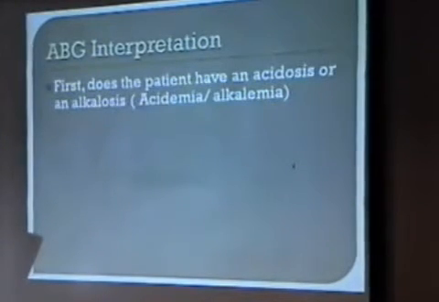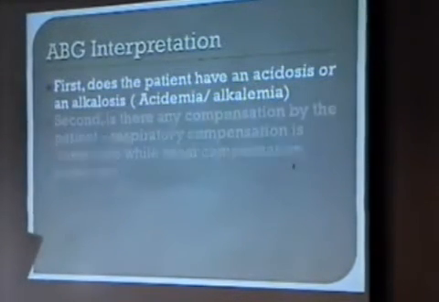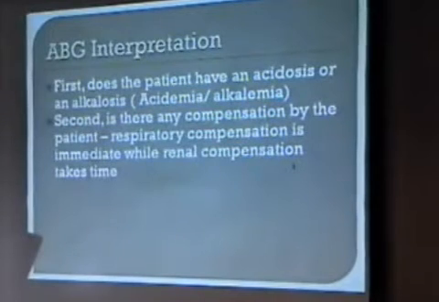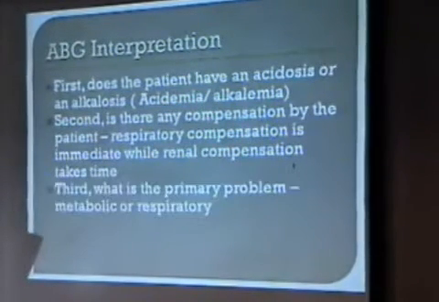So the first thing is we'll look at the pH. We'll decide, is there acidosis, alkalosis, acidemia, or alkalemia? And then we'll look at whether there is compensation on one side or the other. And finally, we will decide what is the primary problem and what is the secondary compensation for it.